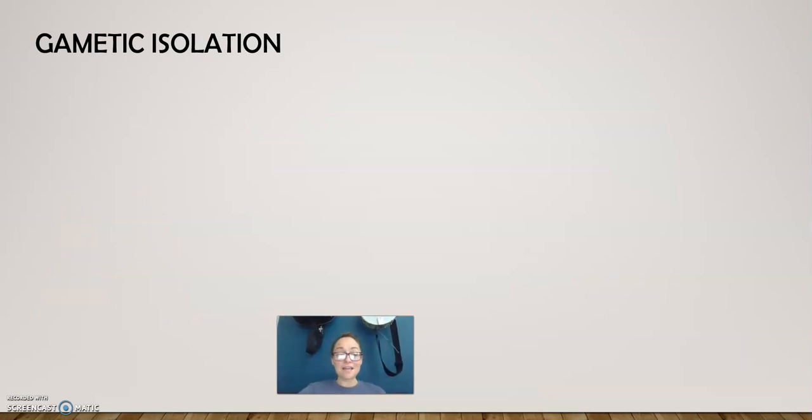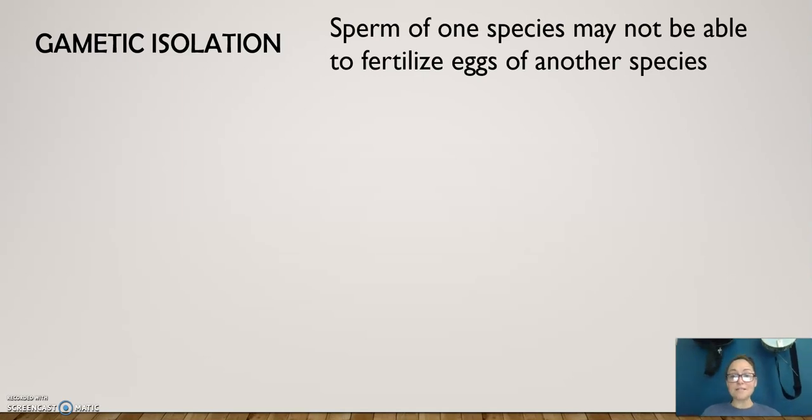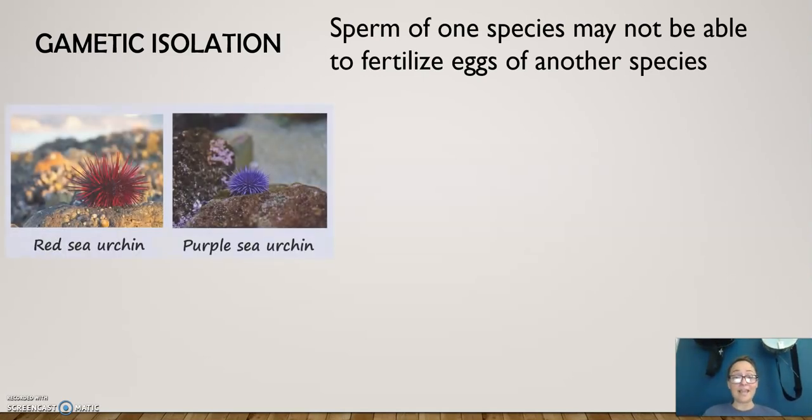Then we have gametic isolation. With gametic isolation, this is where the sperm of one species may not be able to fertilize the eggs of another species. This is important in ecosystems underwater, like with the sea urchins, where the red sea urchin and the purple sea urchin both release their gametes into the water, and the water will mix them, but the sperm will not enter the egg of the other species. Therefore, their gametes don't ever fertilize, keeping them as two separate species. They never have viable fertile offspring.